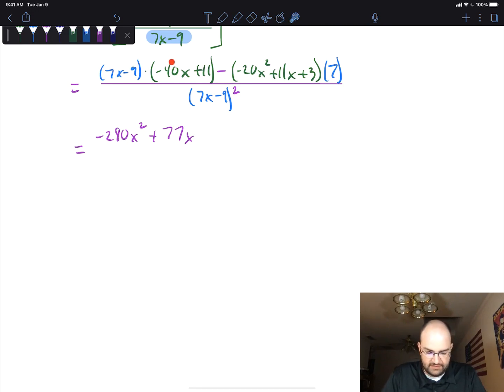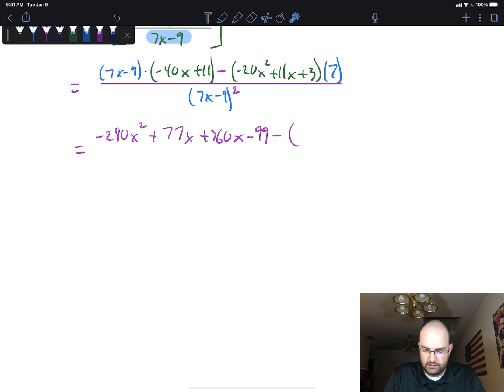Negative 9 times negative 40x is positive 360x. And negative 9 times positive 11 is negative 99. Awesome. So this right here was the product of that and that. And then we're going to subtract off the entire everything that we get over here. So distribute the 7 to those three terms.